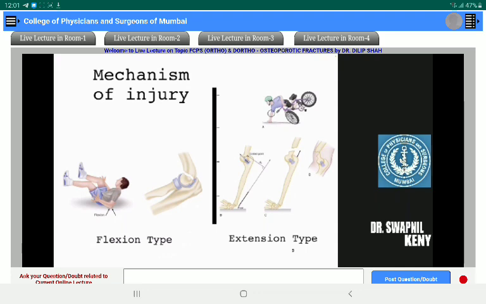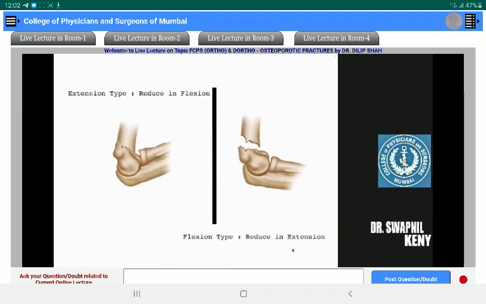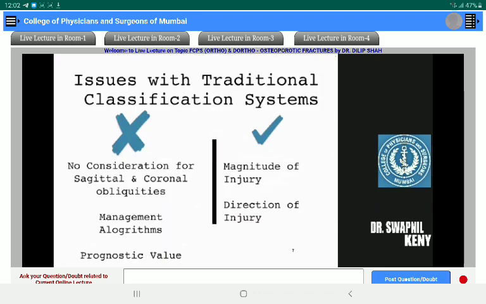At the same time, what happens is that the tip of the olecranon actually pushes the distal fragment, leading to a break in the part which is the least strong of the distal humerus. The extension type of fracture you have to reduce in flexion, and the flexion type of fracture you need to reduce in extension. So this is how you reduce an extension type fracture in flexion, and this is how you reduce a flexion type fracture in extension. So all this is what is described in traditional literature.